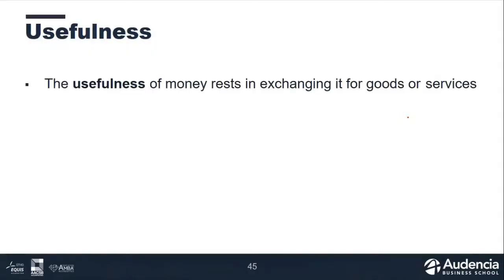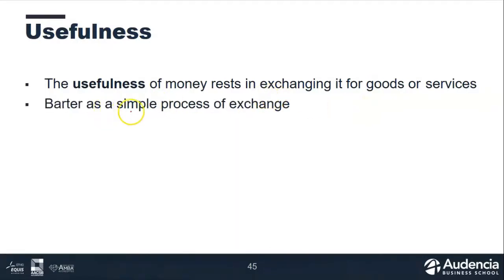So money is defined by its usefulness. If you look at money, we're concerned with the concept of usefulness. And money is useful because it allows us to exchange goods and services. It allows us to buy goods and services. It allows us to sell our services to other people. That's the utility or the usefulness of money. Before money existed, we used barter, where you would basically see one person getting together and exchanging goods and services with another person.